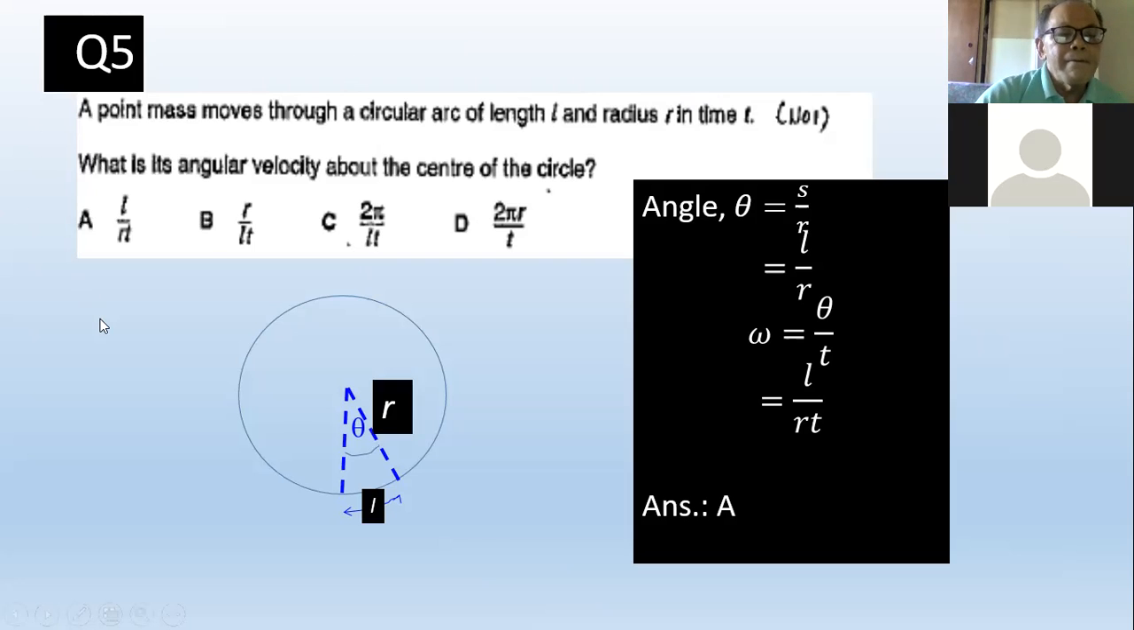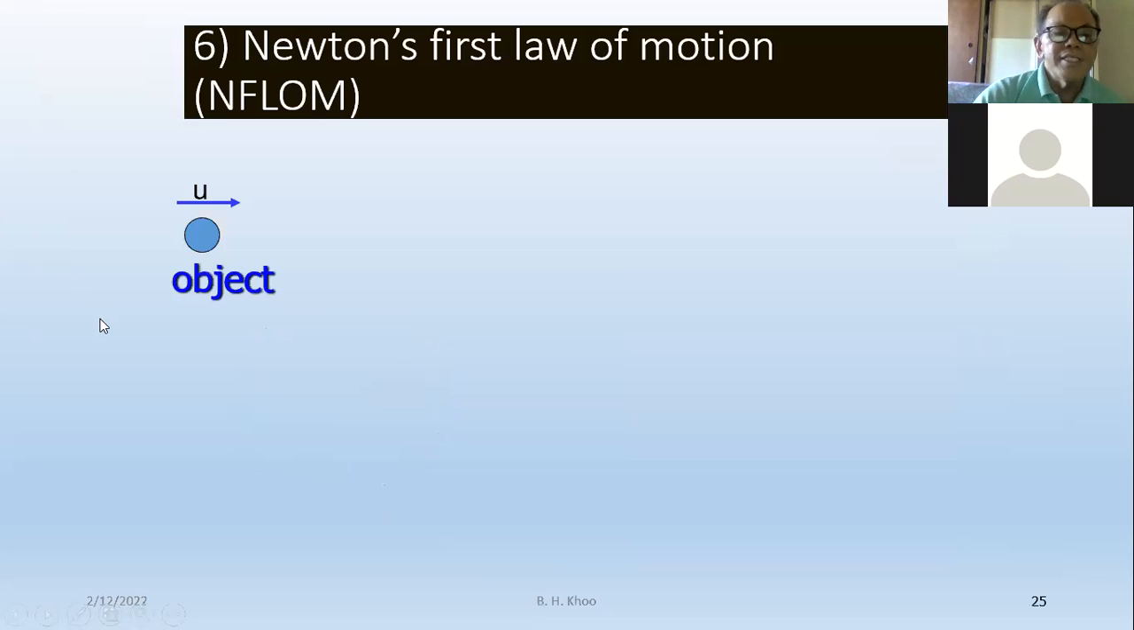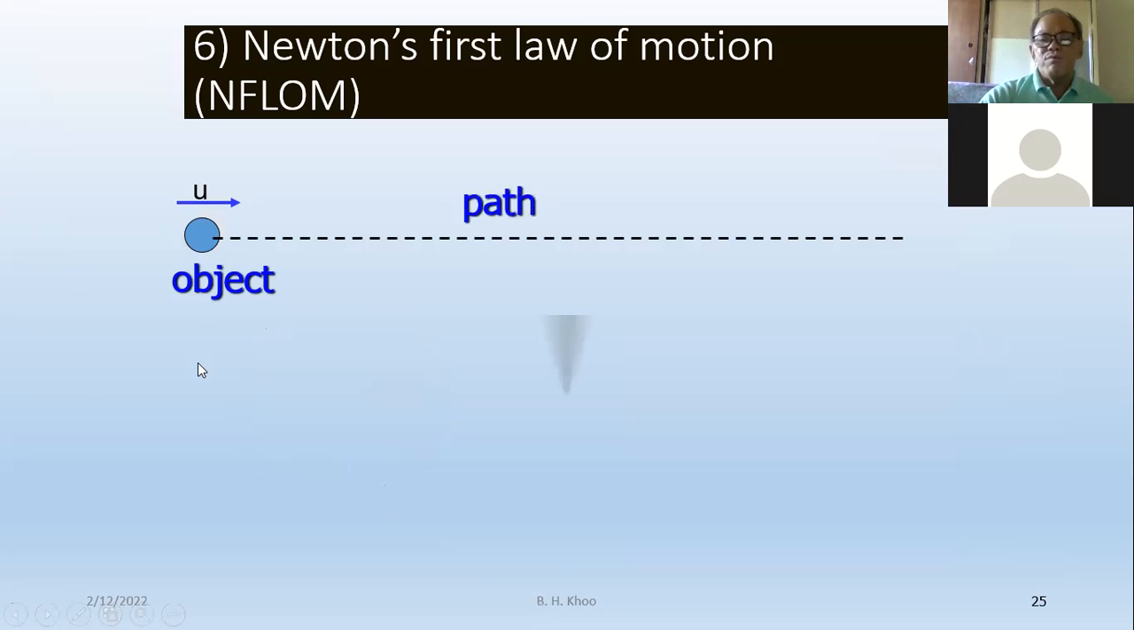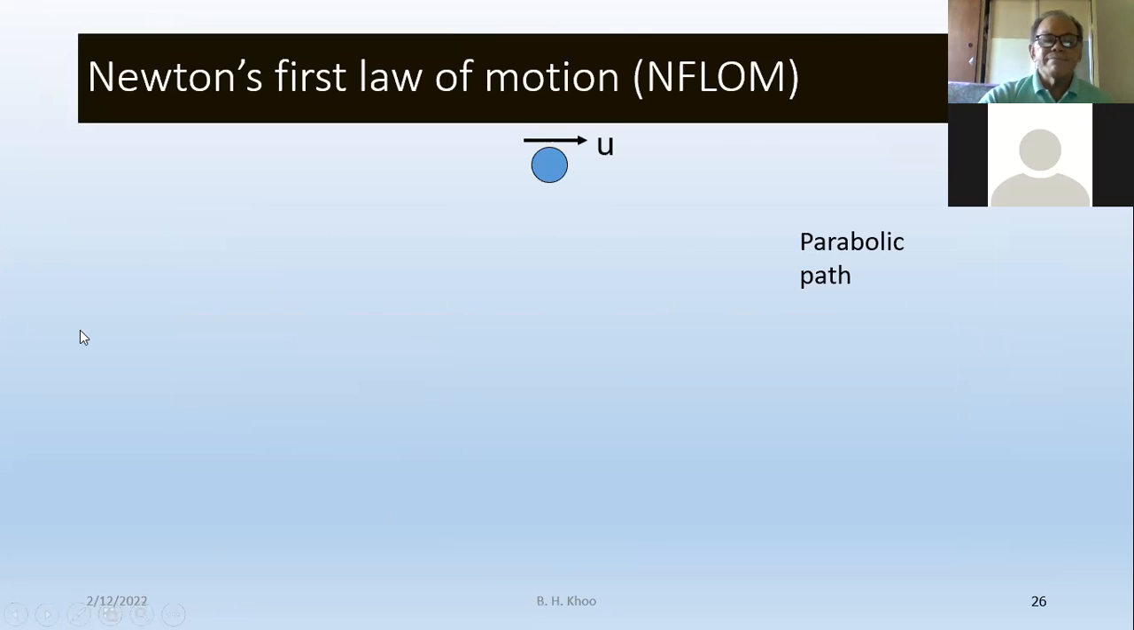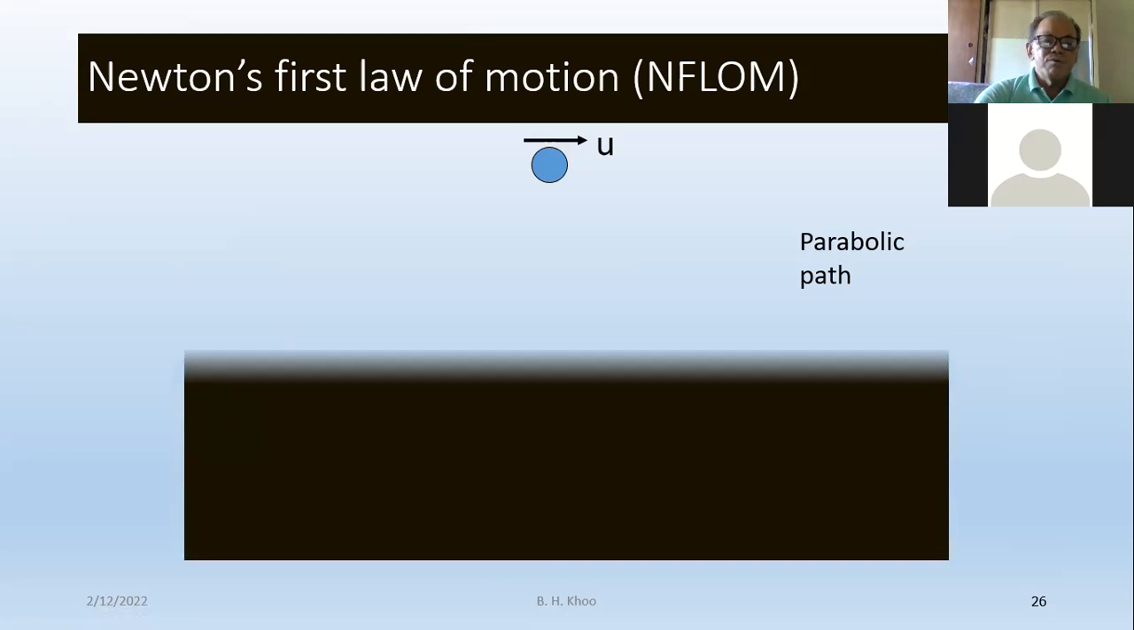Okay, let's carry on. Centripetal acceleration. We are just using Newton's first law. Same thing. This is your object or particle moving with initial velocity u, and it will continue moving in a straight line. If no resultant force acts on a moving object, the object moves with constant speed in a straight line, which means constant velocity. It will be in a straight line, no external force, nothing. Same thing from Newton's first law of motion.